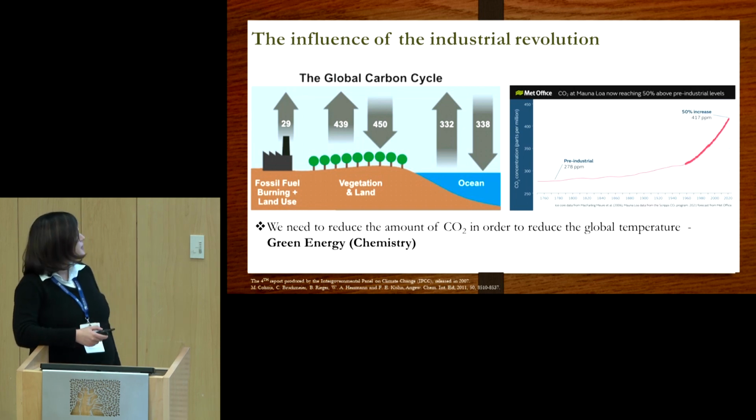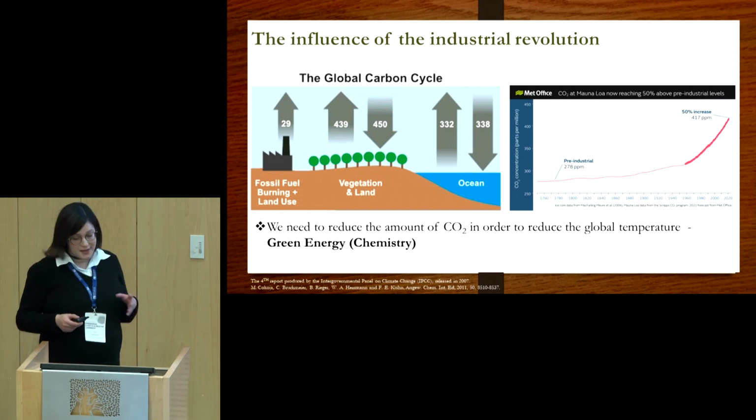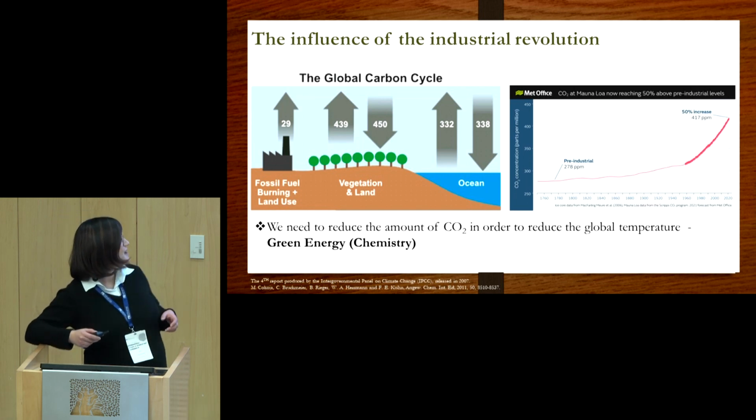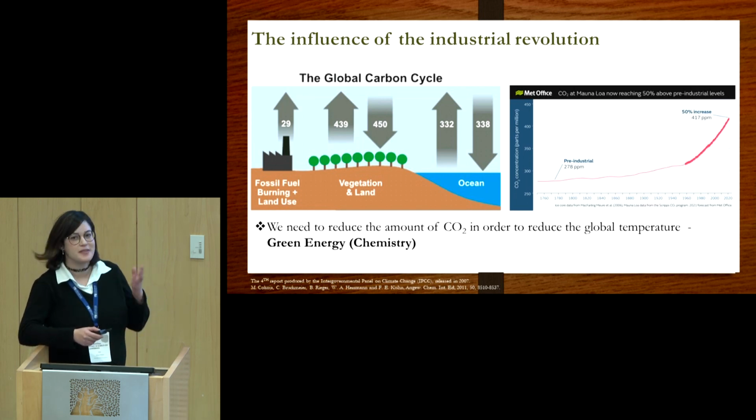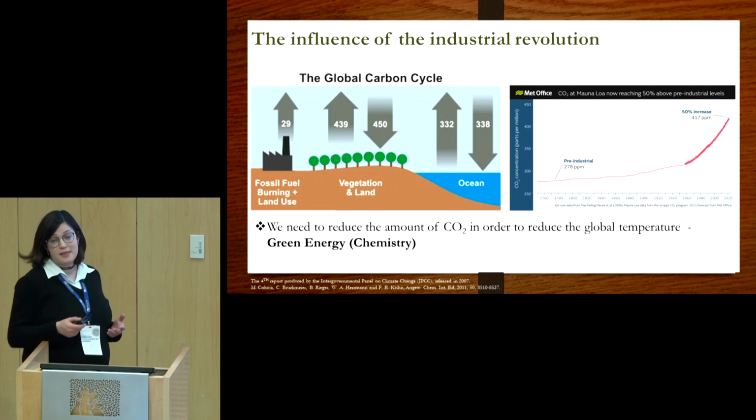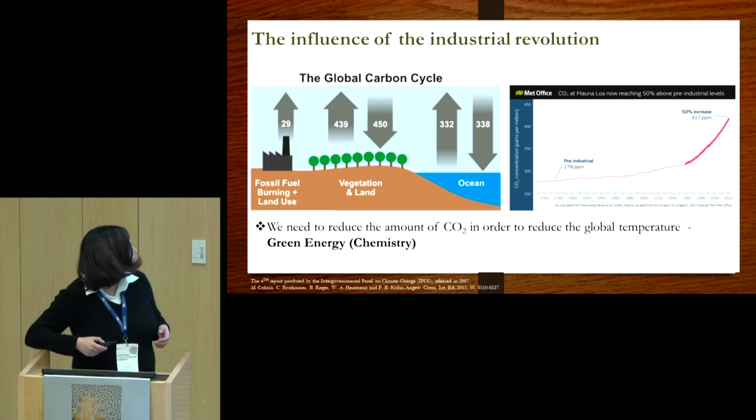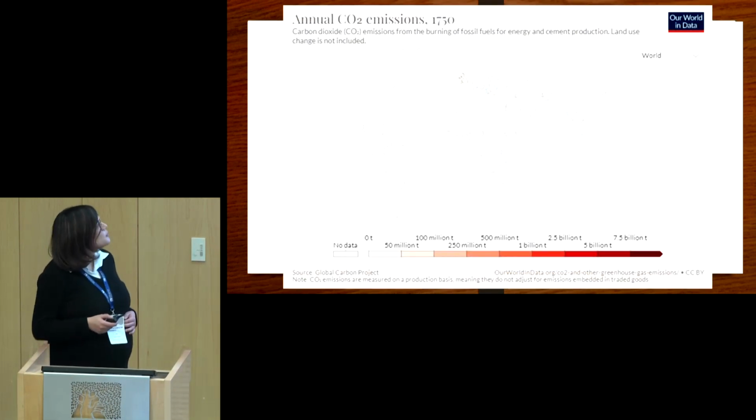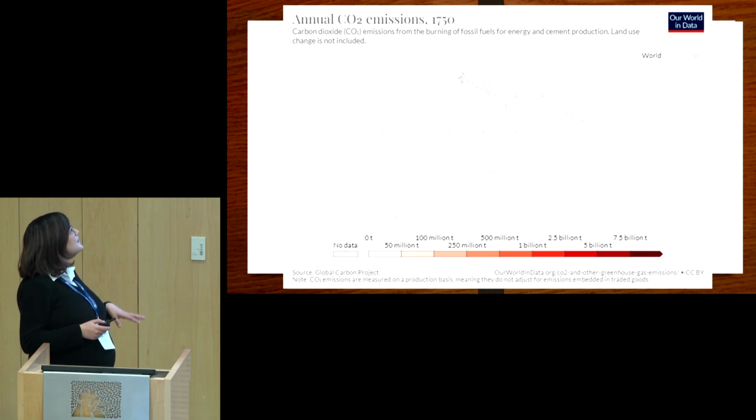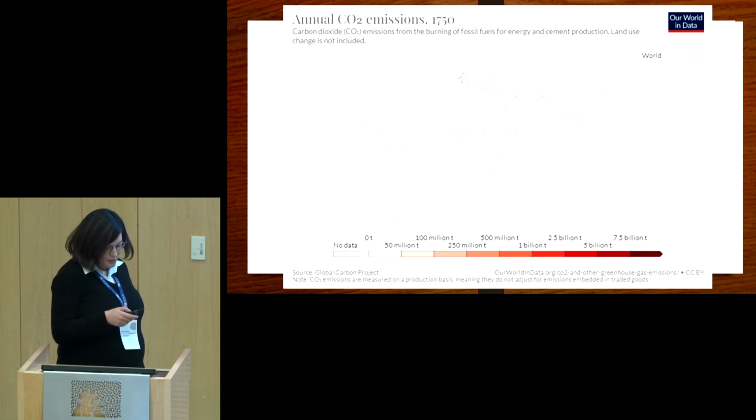So what we try to do in our lab, we need to think about a process to reduce this amount of CO2 in the atmosphere in order to reduce the global temperature, and this will be done by green energy or green chemistry.